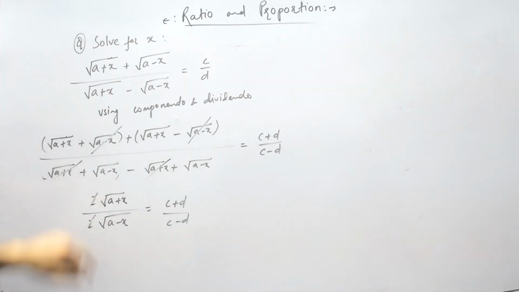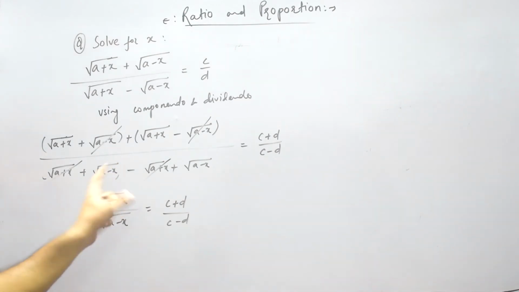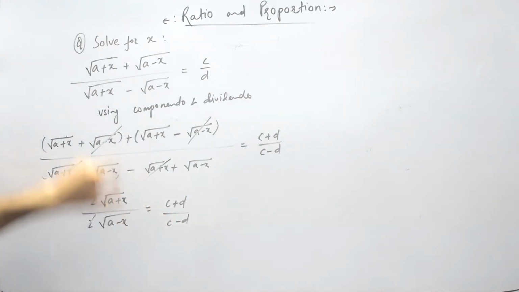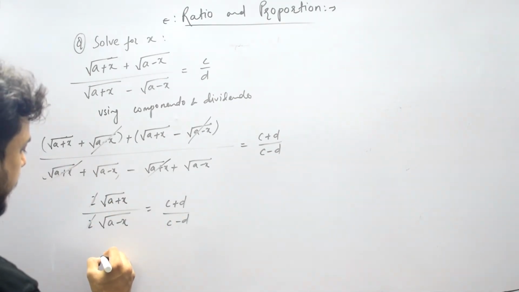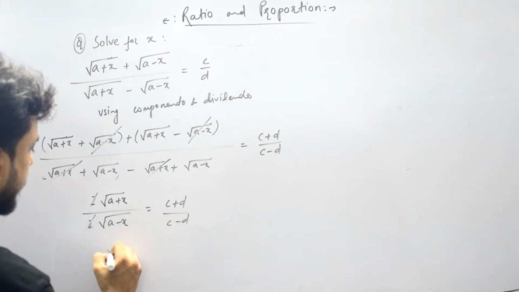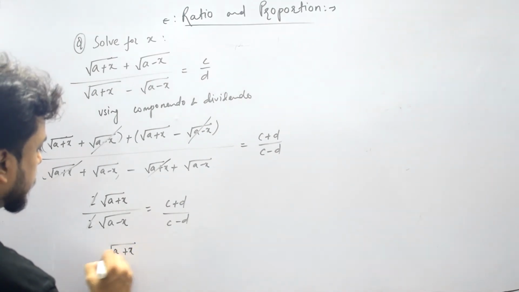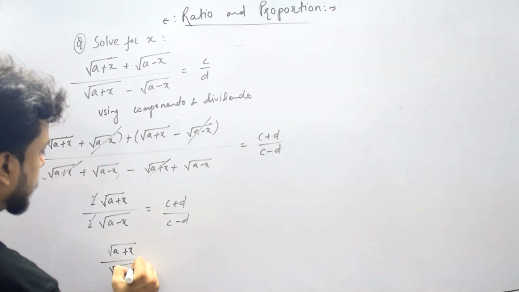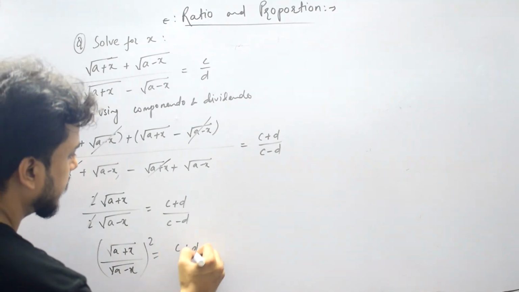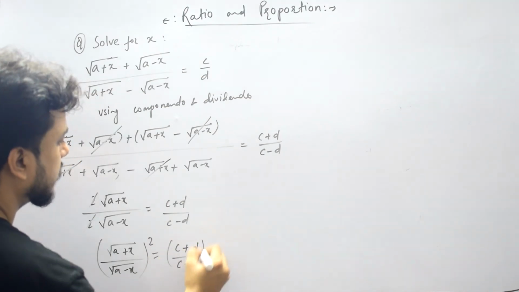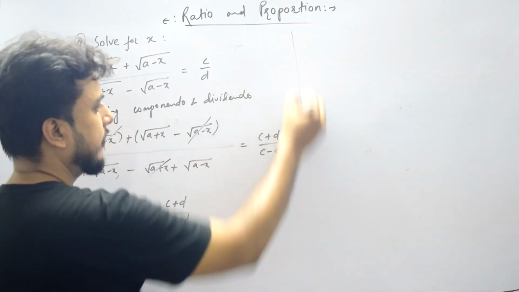Okay. Now see, after that what we will do, we will square both sides to remove this root, because we have to find the value of x, so we have to take out x, separate the x. So we will square both sides. On squaring both sides, I will write like this. Let us write one step, that is root over a plus x by root over a minus x. Now we are squaring it, and on this side also (c plus d) by (c minus d), we are squaring it.